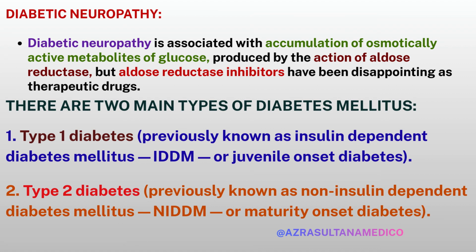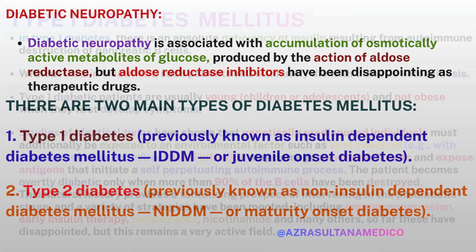Type 2 diabetes, previously called non-insulin dependent diabetes mellitus or maturity-onset diabetes, is the more common form. It is characterized by insulin resistance combined with a relative insulin deficiency. It is strongly associated with obesity, sedentary lifestyle, and genetic factors. Understanding these mechanisms helps in recognizing both the complications and the different forms of diabetes.